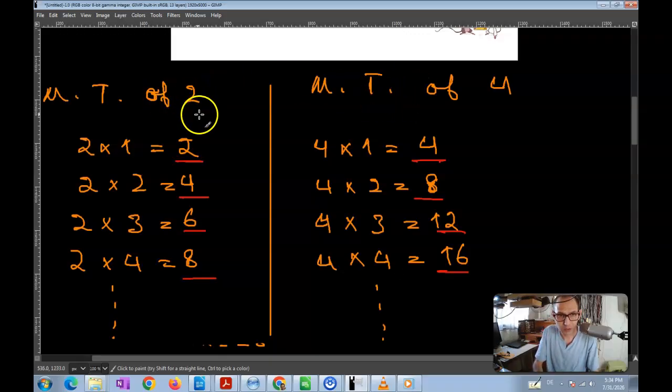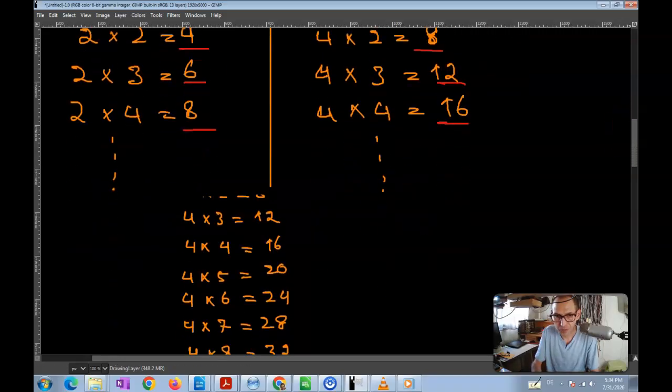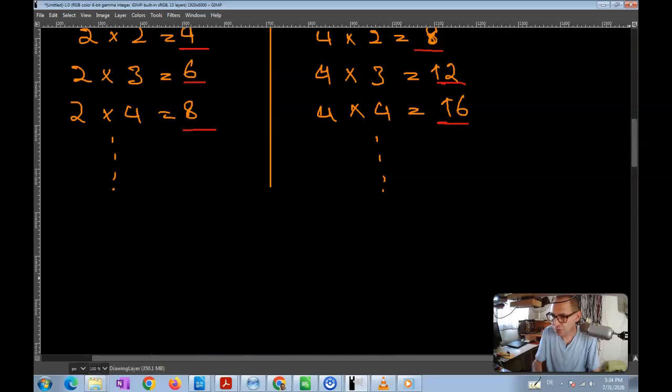And also you notice the relationship between 2 and 4, meaning 2 times 2 is actually equal to 4, right? So essentially this number is twice this number, and all of these numbers are twice these numbers, right? And the reason why that happens is actually simple.